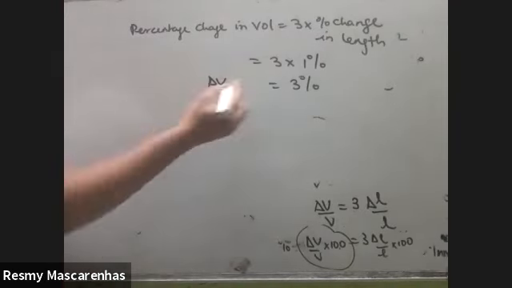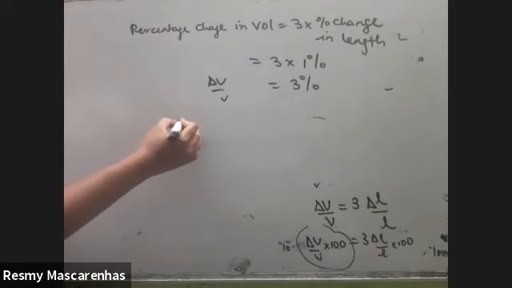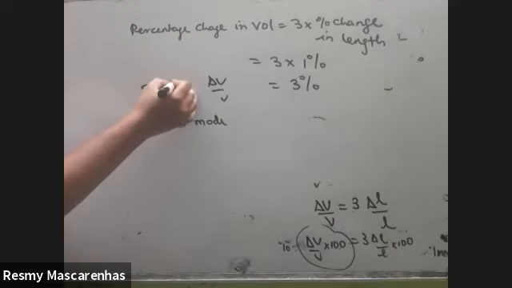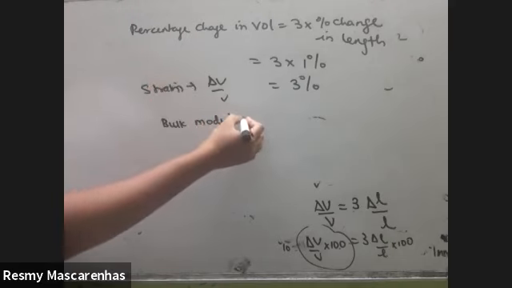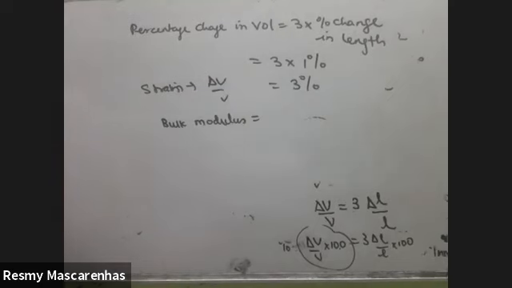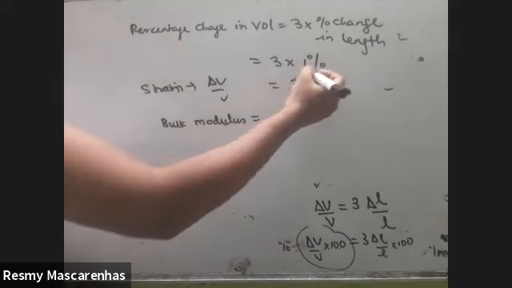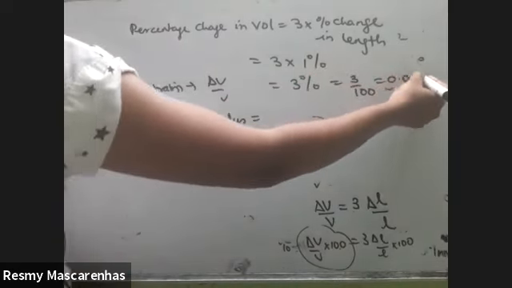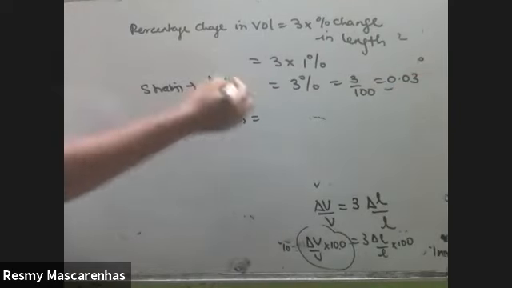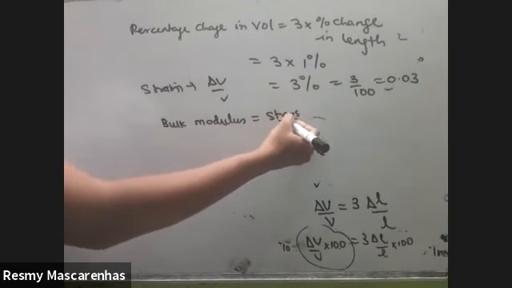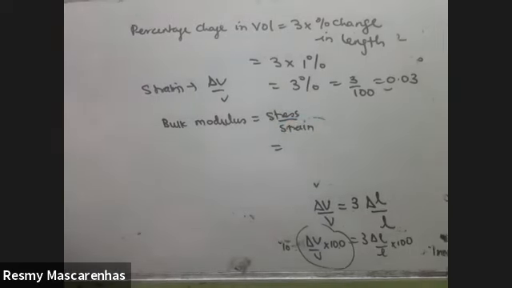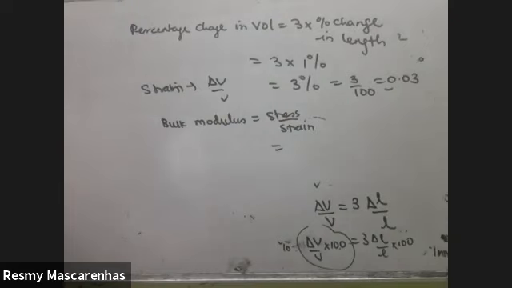So now you got this. Bulk modulus is nothing but stress upon strain, so this is your strain. So 3% means 3 upon 100. Stress is already given in the question.